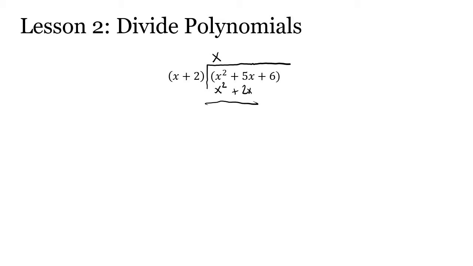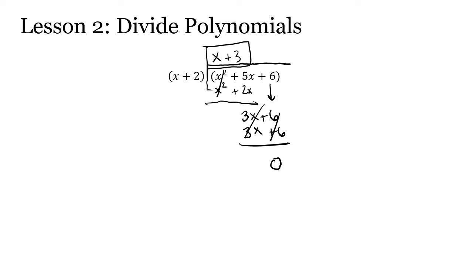Now from there I subtract, these would cancel, 5x minus 2x is going to be 3x, and then I bring down my next term and I do it again. What do I need to multiply by x to give me 3x? That's going to be 3. Then 3 times x gives me 3x, 3 times 2 gives me 6, those cancel, and I get a remainder of 0. So this is going to be my answer right here, x plus 3.